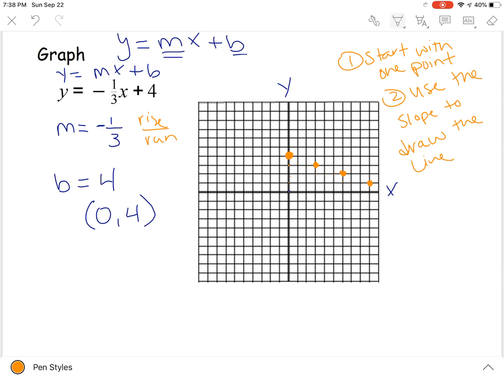To fill in the back half of my line, I would do the opposite. So I would go up 1 and back 3. Up 1 and back 3. Now this is my line, and then all I have to do is connect my dots, and we have a graph of y equals negative 1/3 x plus 4.